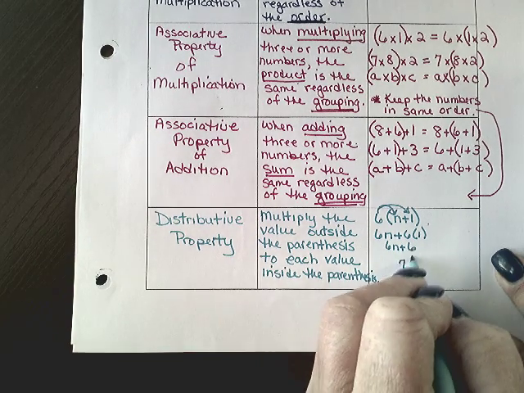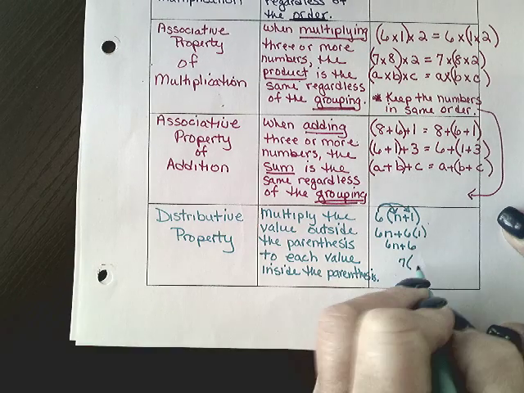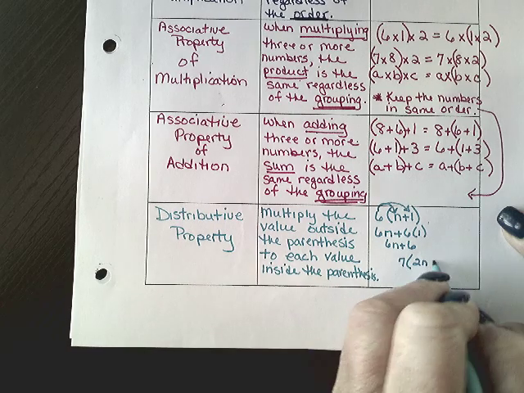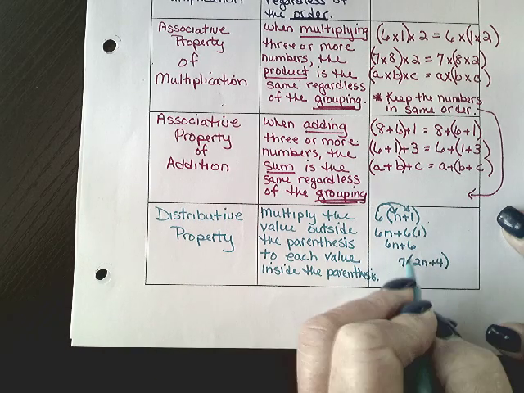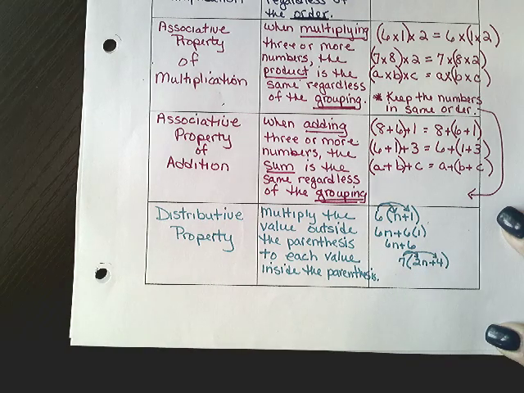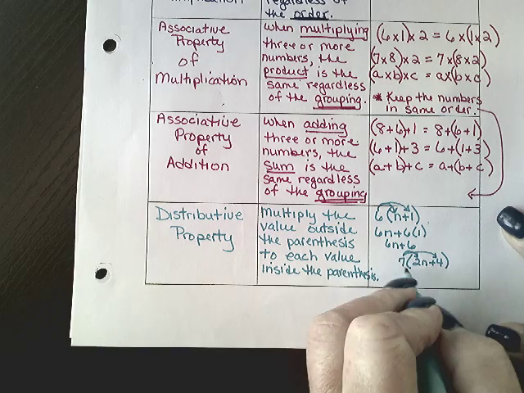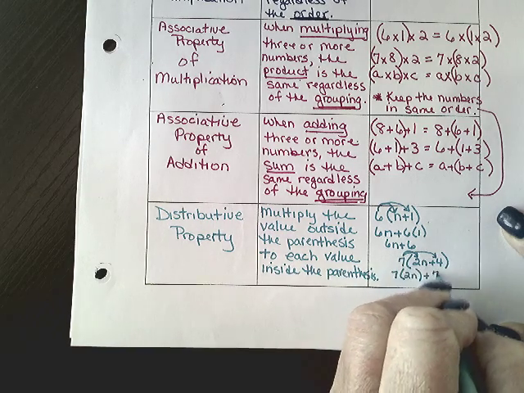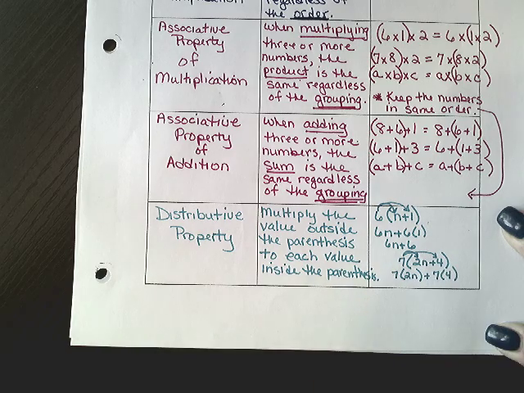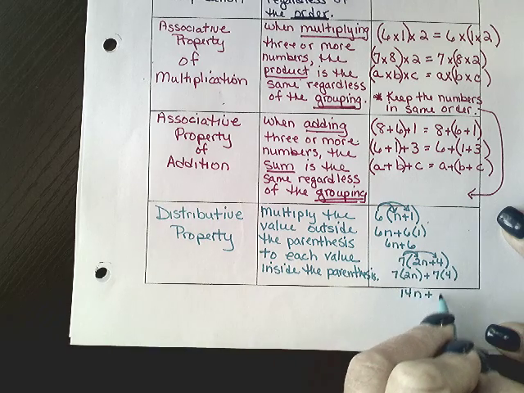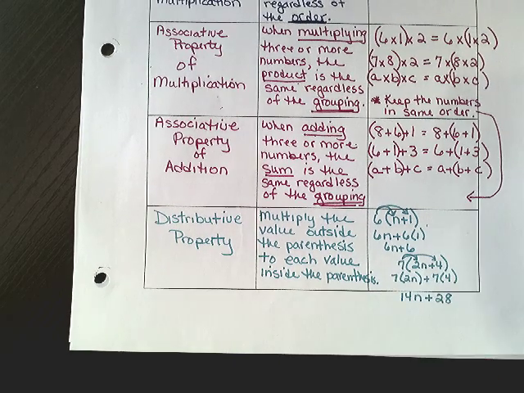I can do 7 times 2n plus 4. Now remember, draw your arrows so you know that you have to multiply both terms inside that factor. So that would be 7 times 2n plus 7 times 4. 7 times 2 would be 14n plus 28. That's the one we're going to be doing a lot of work with this year.